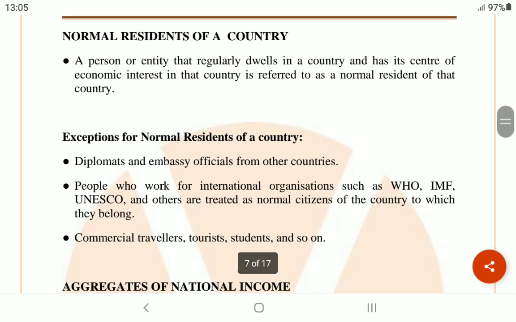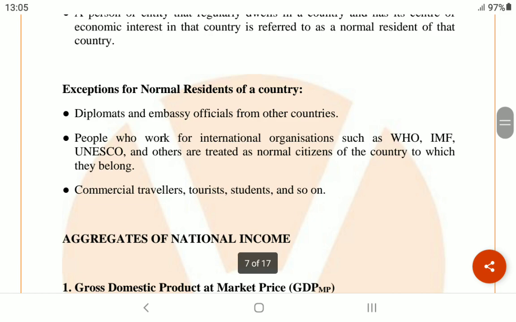Next, what is a normal resident of a country? They may ask. A person or an entity that regularly dwells in a country and has its center of economic interest in that country is referred to as a normal resident of a country. Exceptions for normal residents: diplomats and embassy officials from other countries, and people who work for international organizations such as WHO, World Health Organization, International Monetary Fund, UNESCO, United Nations Educational, Scientific and Cultural Organization, and others, are treated as normal residents of the country to which they belong. Commercial travelers, tourists, students, and so on are the exceptions for normal residents of a country.